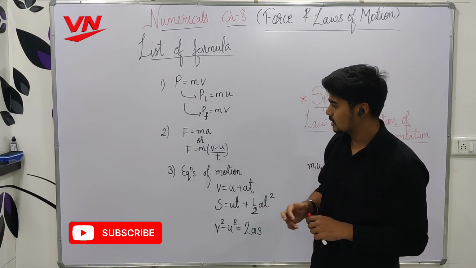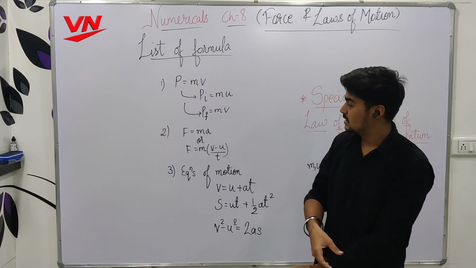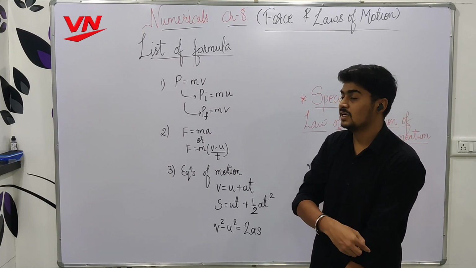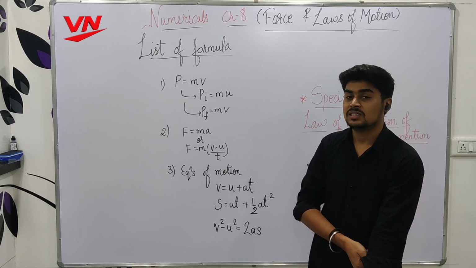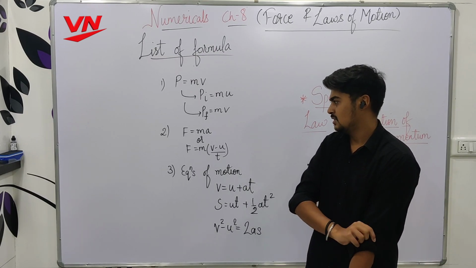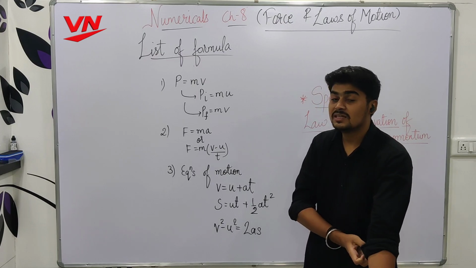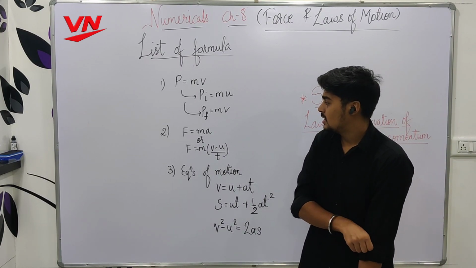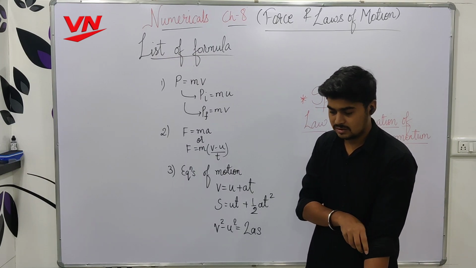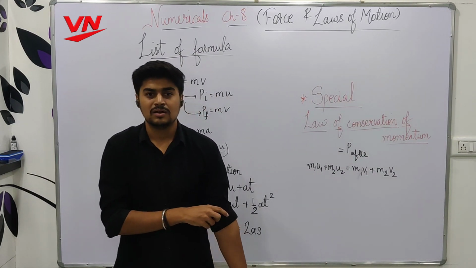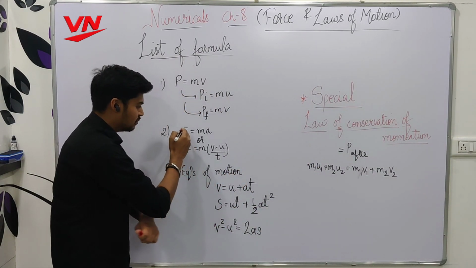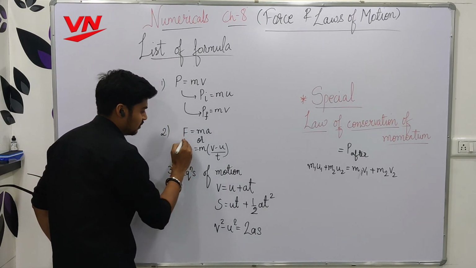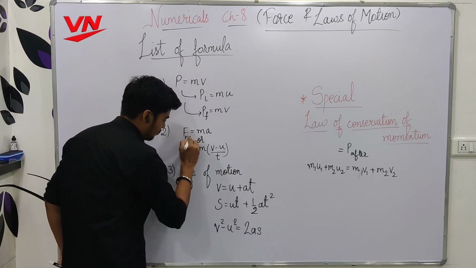Okay, coming to the next formula, that is F is equal to ma. We know that it comes from the second law of motion, or you can say it is a special case of the second law of motion. But this formula is valid only when there is a single force. If there is only a single force in any direction, then it is F is equal to ma. But we know that in most cases there are multiple forces. So whenever there are multiple forces, we have to use the formula of net force.